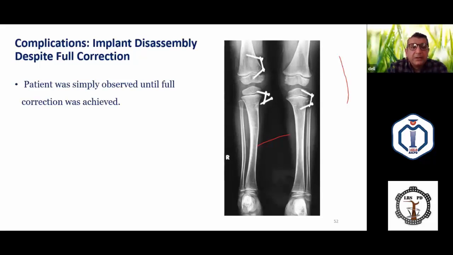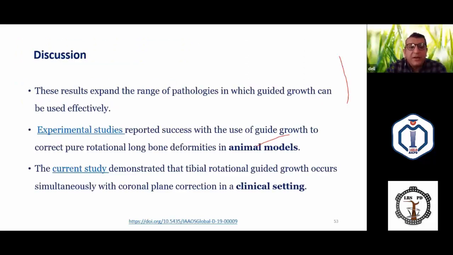Okay, we are going to sum up now. The results expand the range of pathology in which guided growth can be used effectively. So angular deformities in nutritional rickets are responsive to guided growth and have a low complication profile, and it is a really effective procedure.